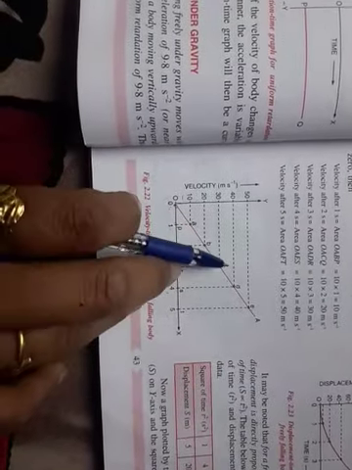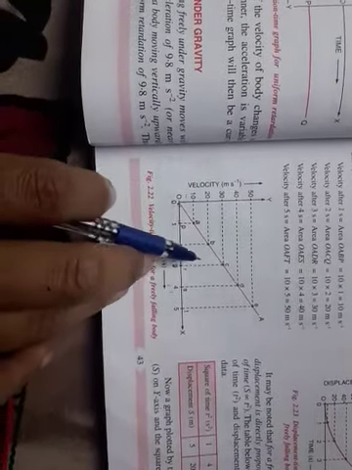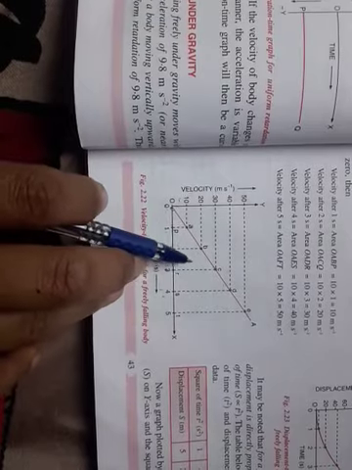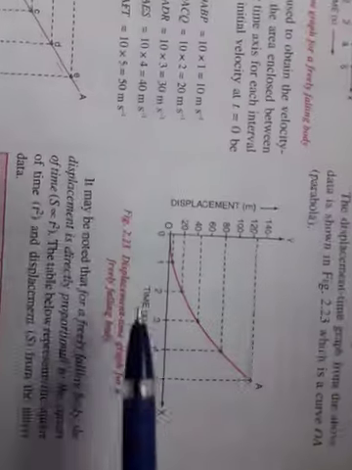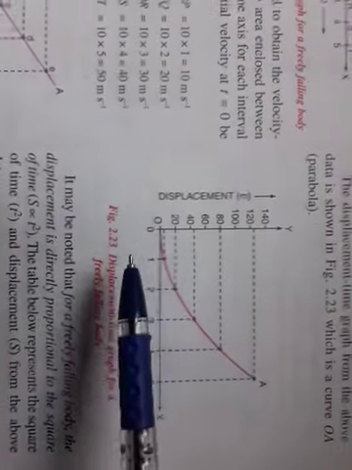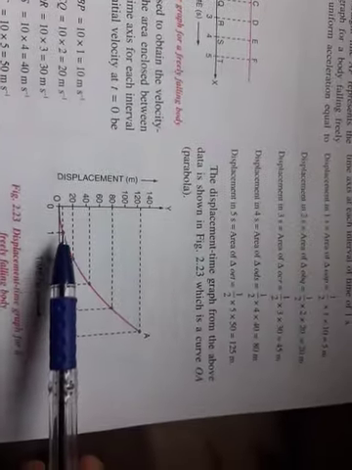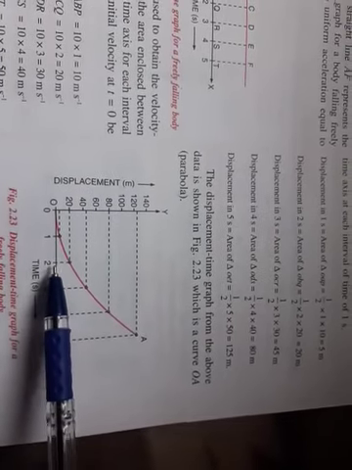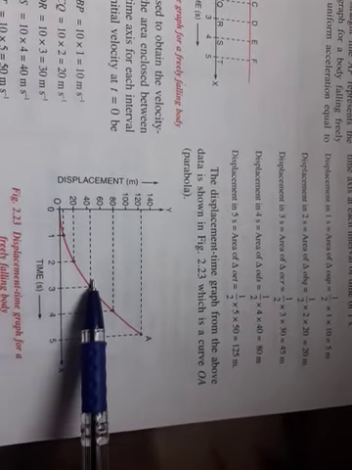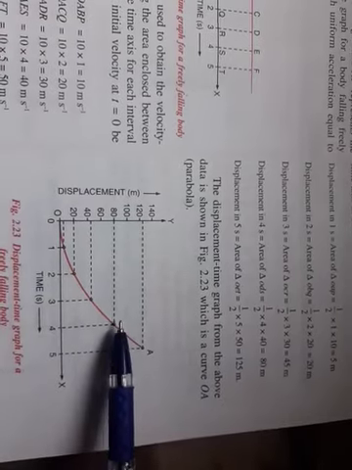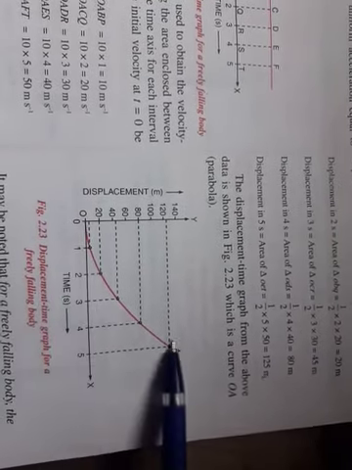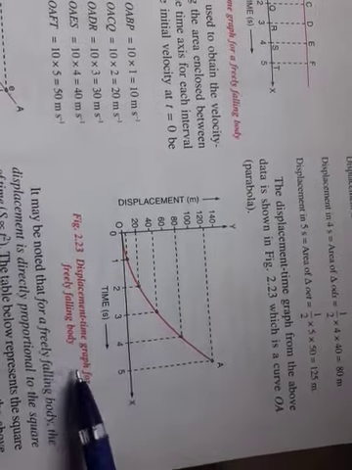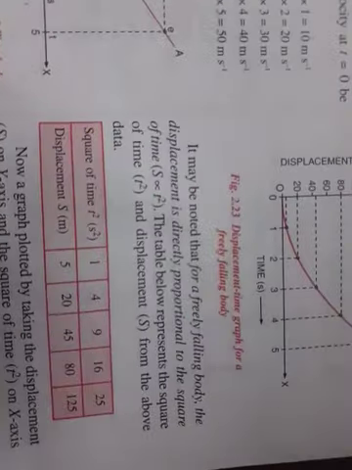So this is the displacement. Displacement from the above is shown by a curve OA, that is a parabola. Now that you have the displacement, you can plot the displacement time graph. You can see the values here. At 1 second it is 5, at 2 seconds 20, at 3 seconds 45, at 4 seconds 80, and at 5 seconds 125. So it's a curve like this. This is a parabola, the displacement time graph for the falling body.